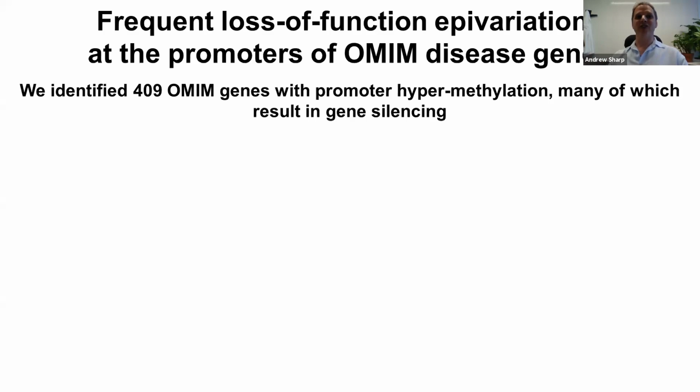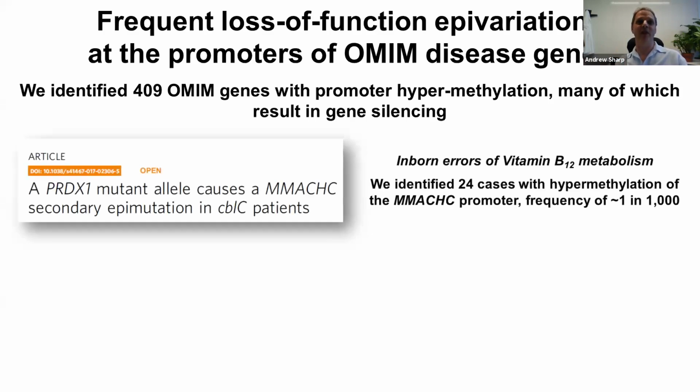So based on this expression and constraint data, we then took our epivariations and overlapped these with known disease genes from the OMIM catalog. And we can find more than 400 OMIM disease genes that have promoter gains of methylation, many of which we would predict result in silencing of those genes. So obviously I can't list all of those here, but just a few highlights. So we hit, for example, MMACHC, which had previously been described to cause metabolic defects. We found that at a frequency of about 1 in 1,000 individuals in the population.